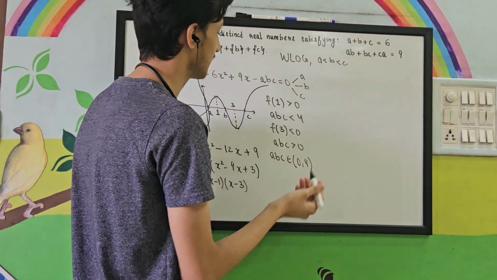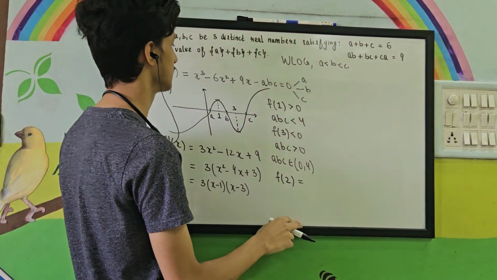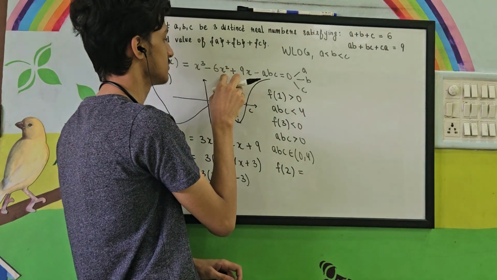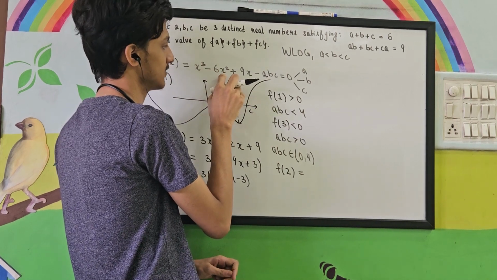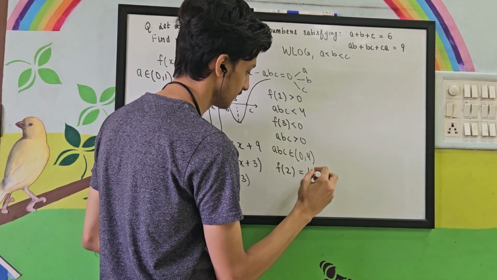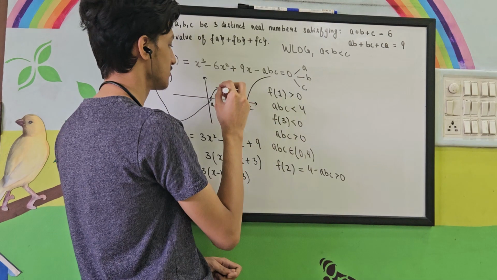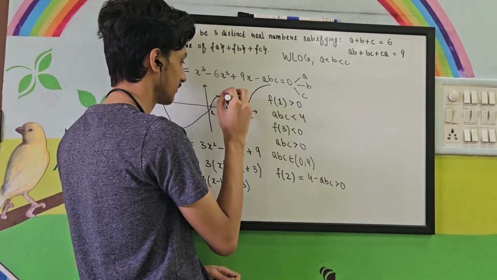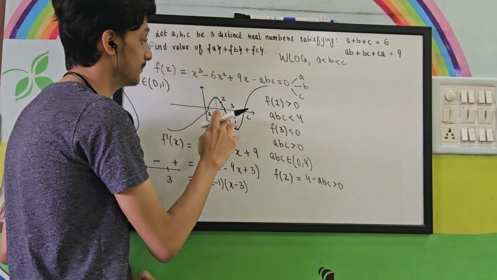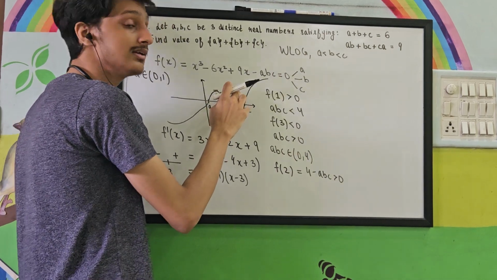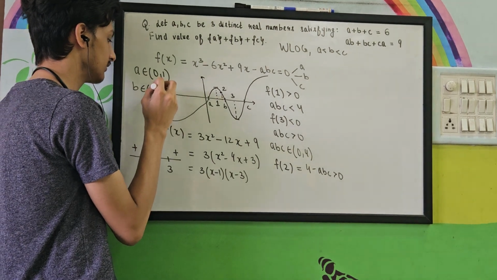Alright, next let me try calculating f of 2. F of 2 is equal to 2 cubed minus 6 times 2 square plus 9 times 2. 9 times 2 is 18, 18 plus 8, 26. 26 minus 24 is 4, 4 minus ABC. So this is also indeed greater than 0. F of 2 is a positive number. So maybe f of 2 is somewhere here. And then we know that f of 3 is less than 0. That means that b, the second root, will lie between 2 and 3. Alright? So b lies between 2 and 3.